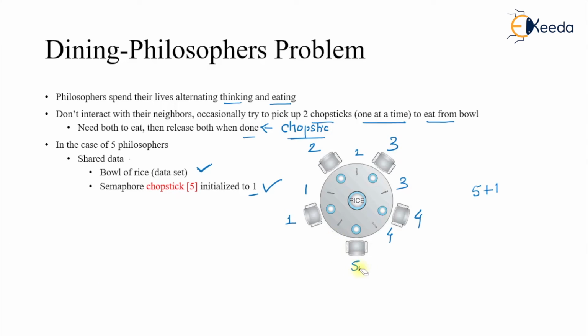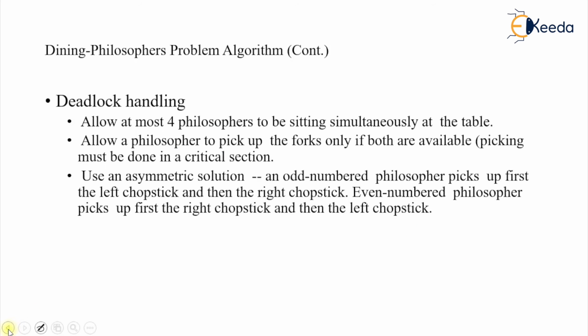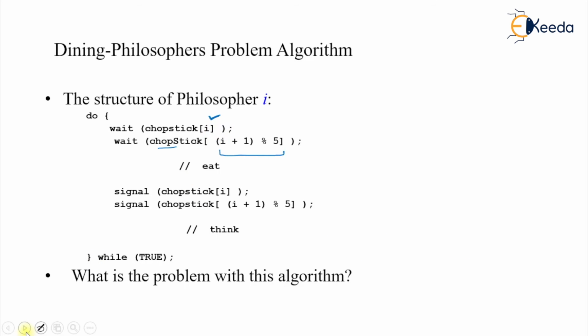Now the numbering is like this: 1, 2, 3, 4, 5. So chopstick I, it will try to pick this one, and it will also try to pick I plus 1 modulo 5. Okay, so that is the idea here: I and I plus 1 modulo 5.